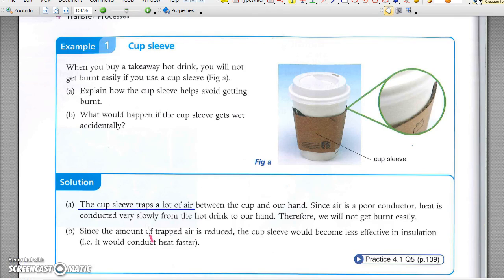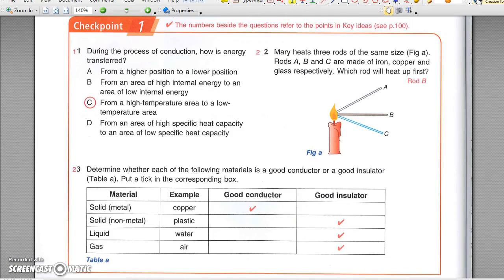Example 1. Cup sleeve. Cup sleeve is often made of thick cardboard that traps a layer of air inside, providing good heat insulation. If it gets wet, the cardboard cannot trap air, and so it conducts heat much better, failing to keep warm anymore. Do check point 1 below.